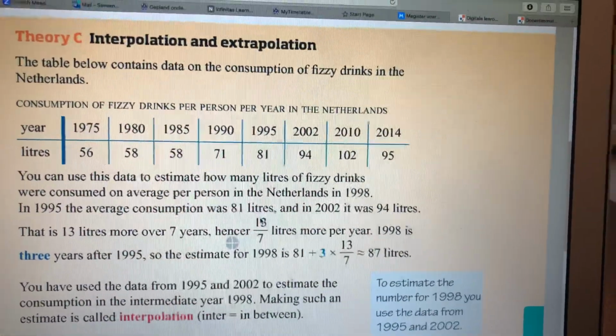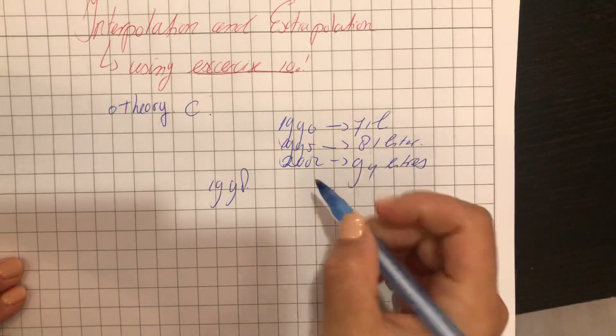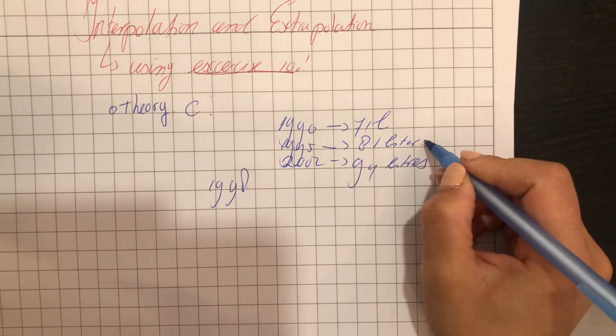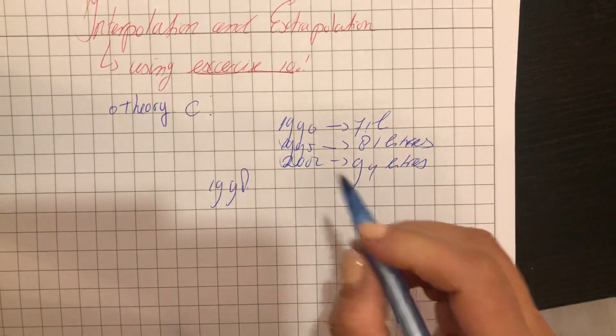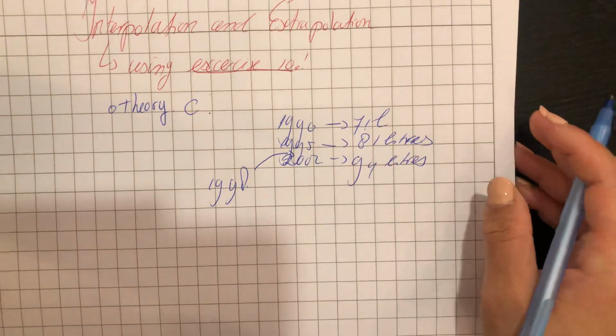Now, let's look at this. We want to know how much a person drank in 1998. Well, let's have a look. I wrote it here already. In 1990, 71 liters. In 1995, 81 liters. 2002, 94 liters. Well, 1998 is between 1995 and 2002.